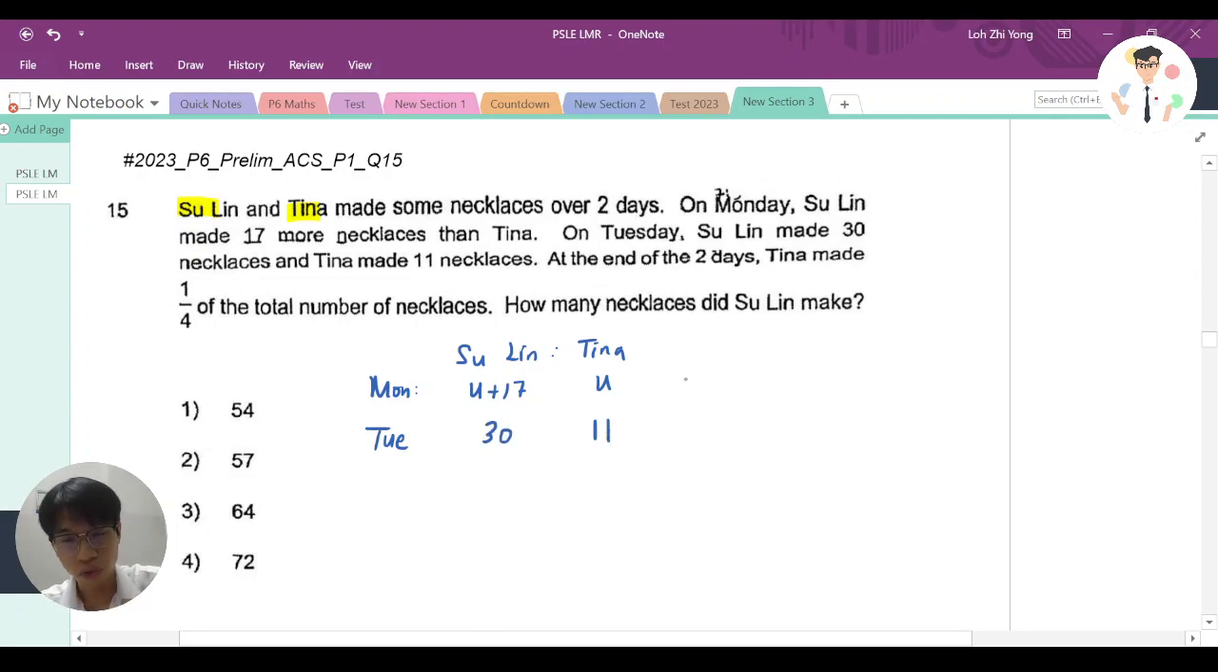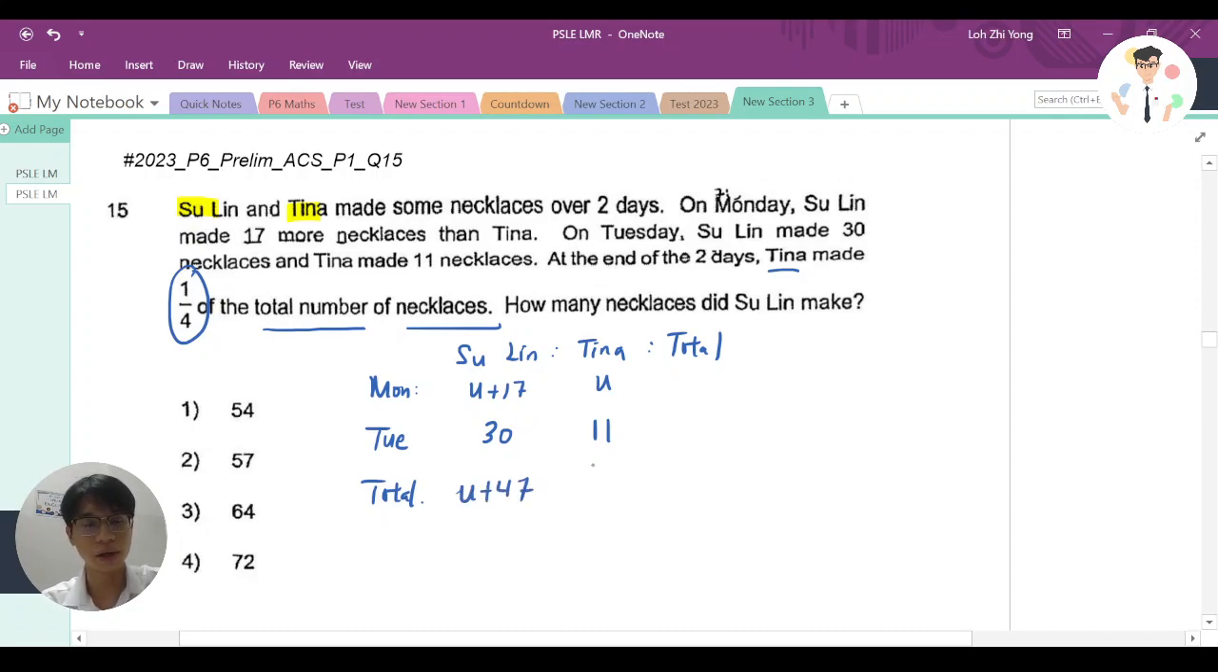At the end of 2 days, Tina made 1 over 4 of the total number of necklaces. Now let me total up. Sulin will be U plus 17 plus 30, so it will be U plus 47. Tina will be U plus 11. What Tina made at the end of 2 days is 1 over 4 of the total number of necklaces.